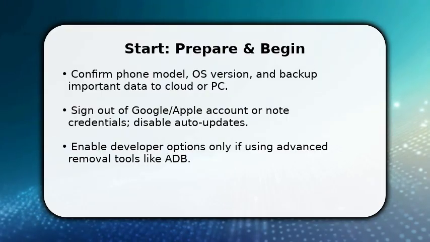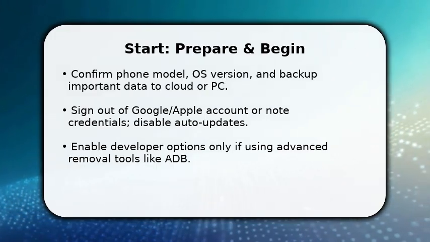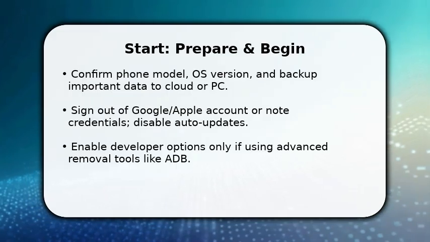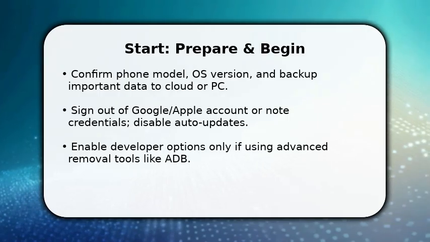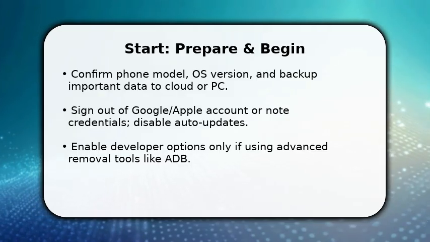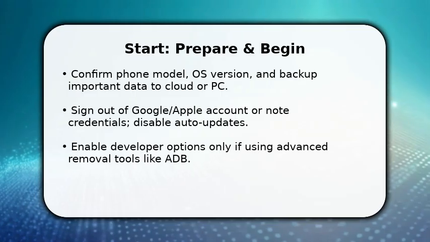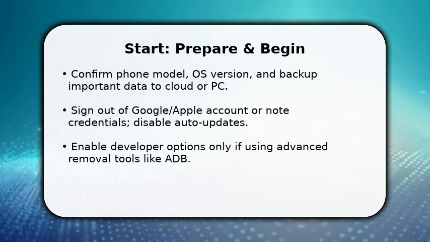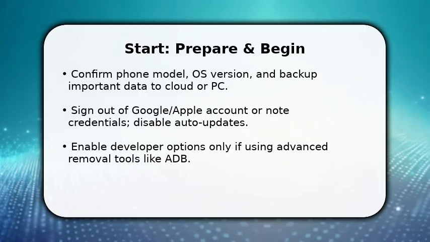You'll act now: check your phone model and OS, then back up essentials so you can undo changes if needed. Once done, sign out of the Google or Apple account and note credentials. Make sure auto updates are off in the store. That prevents instant reinstallation. If you plan to use ADB or advanced tools, enable developer options and USB debugging now. This ensures you have control before uninstalling or disabling the YouTube app.